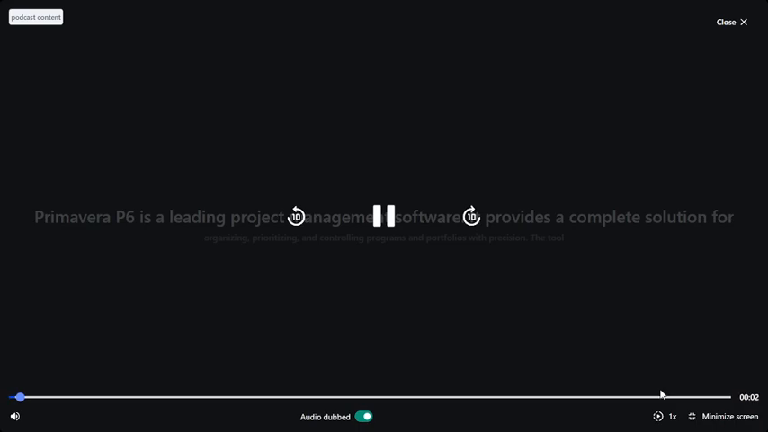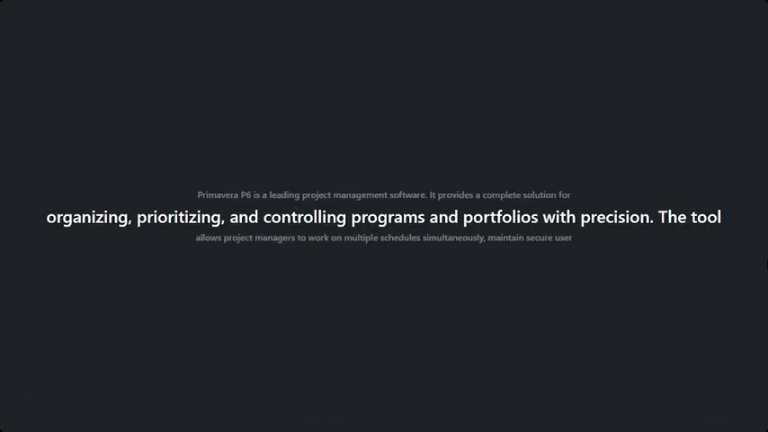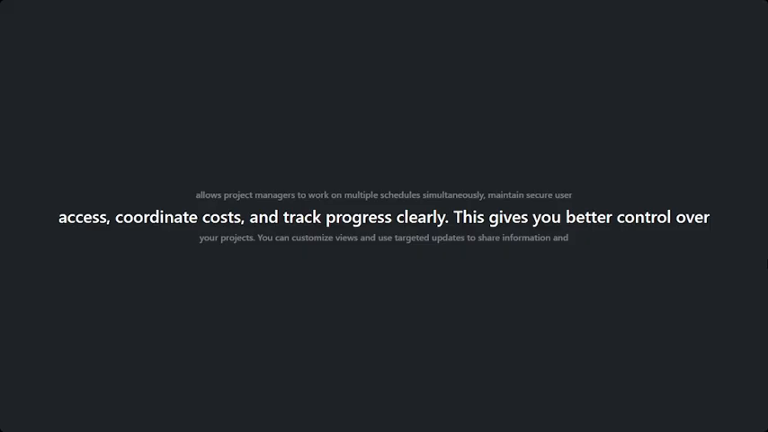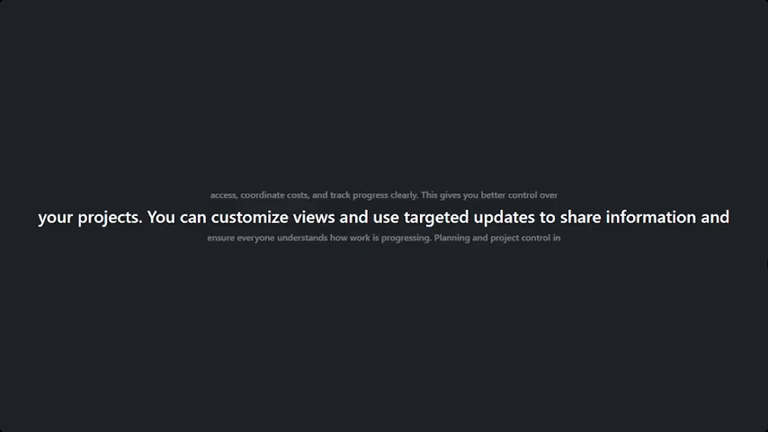P6 is a reference software for managing your projects. It is a complete solution that helps you organize, prioritize, and control programs and portfolios with precision. The tool allows project managers to work on multiple schedules at the same time, keep user access secure, coordinate costs, and track progress clearly. This gives you better control over your project.